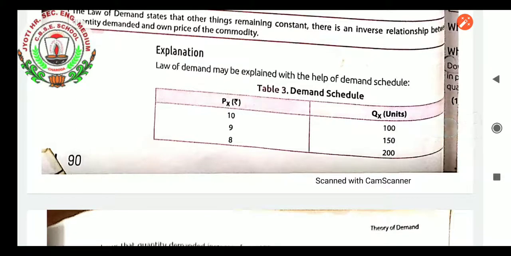Explanation: the law of demand may be explained with the help of a demand schedule. In the demand schedule, when we see Px, the price of the commodity X, and Qx, the price of the commodity X is 10 and Qx is 100. When the price of the commodity declines to 9, definitely quantity demanded by the customer will increase. This is a psychological issue of human beings, that when the price decreases, a person wants to consume more. So that is the relationship we are seeing here.